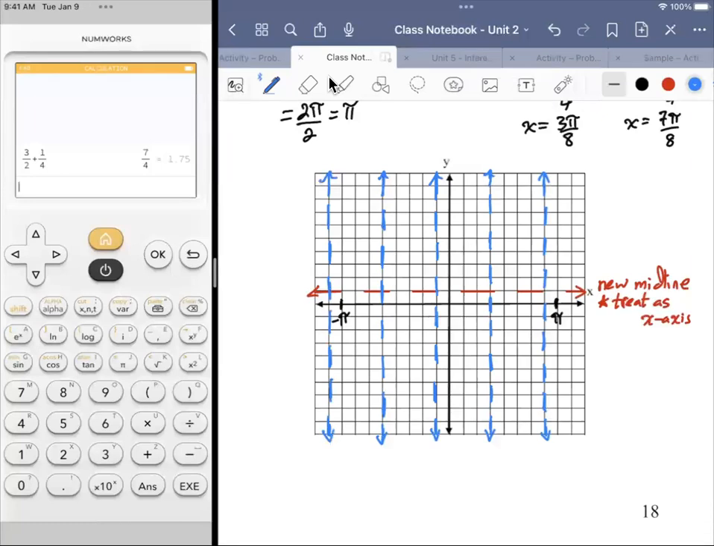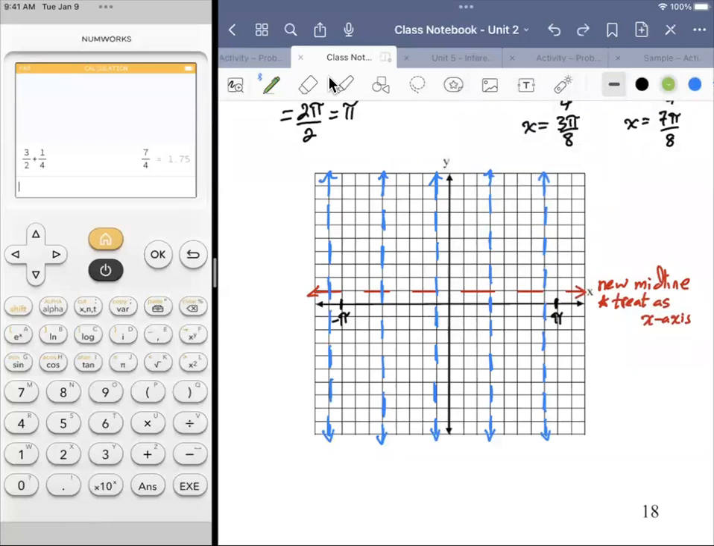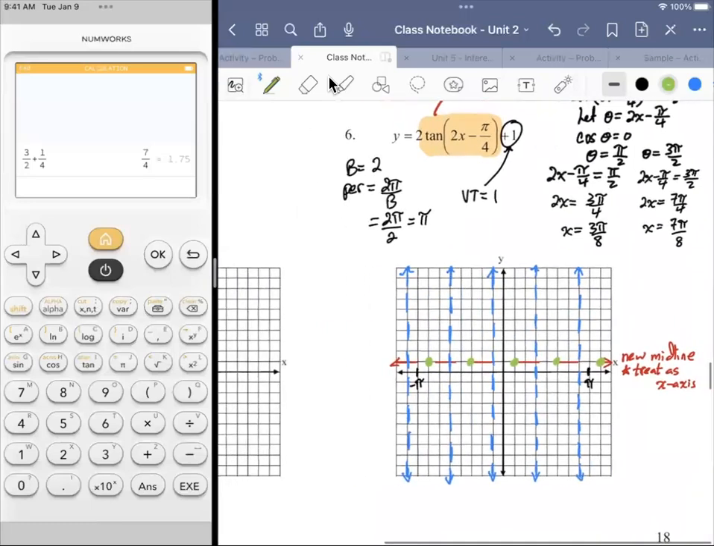I know I'm going to have, let me go green again, a point on the midline halfway between the asymptotes. So that's here, here, here, here. I can get one here, and the other one will be off the grid. I know it's going to start low and end high because it's a positive tangent function. That amplitude, the A value, talks about the steepness of the tangent function.